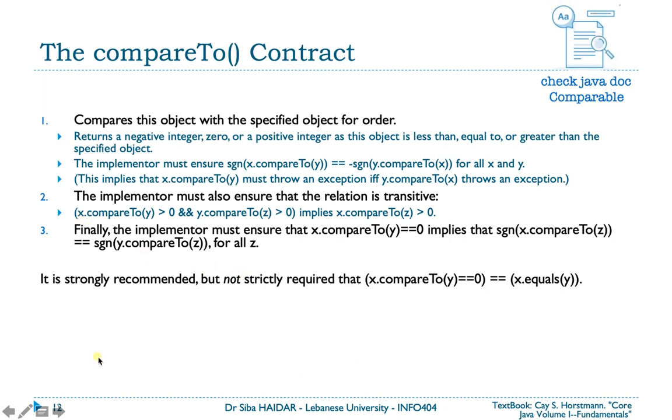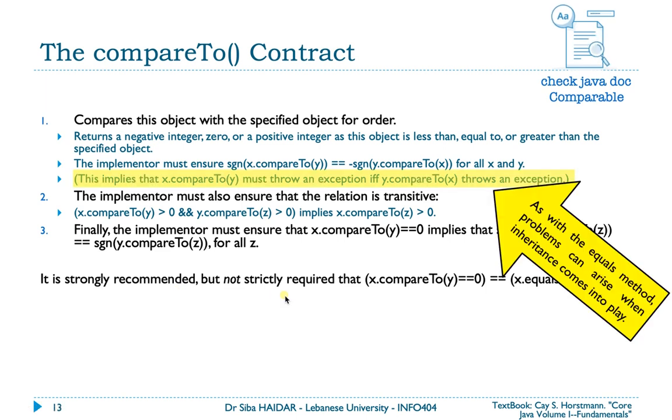We will talk about the last remark in a few seconds, but for now, let us see the first point in the contract. This implies that x.compareTo(y) must throw an exception if and only if y.compareTo(x) throws an exception.